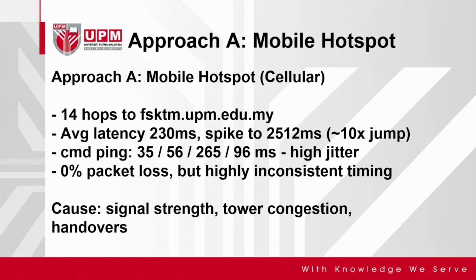Now, approach A, mobile hotspot. On mobile data, 14 hops to the site, average latency is 230 milliseconds, but a spike up to 2512 milliseconds, roughly a 10 times jump, and also the CMD ping showed the same story, 35 to 265 milliseconds, like high jitter, though zero packets were lost. And of course, this is the classic cellular behavior: signal strength, tower congestion, and handovers between towers, and all that variability.